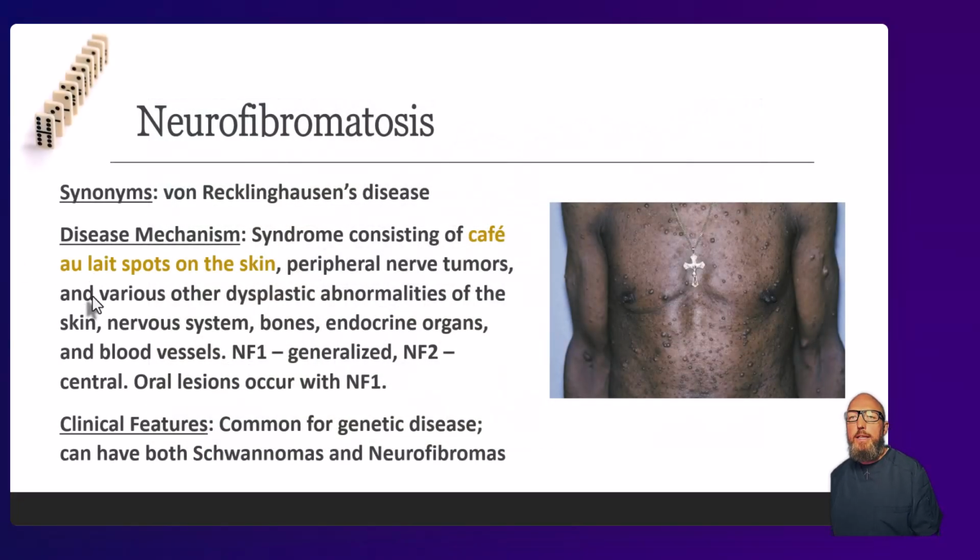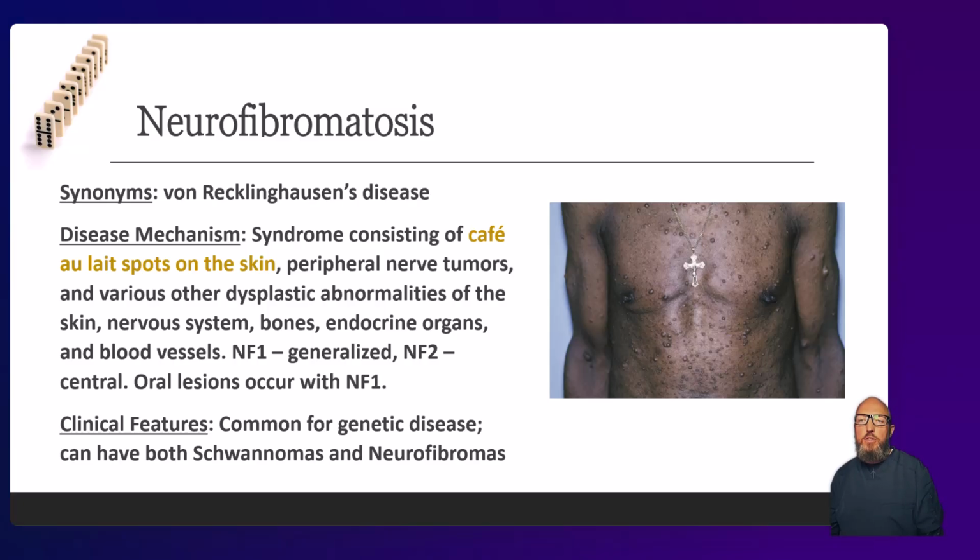All right, and now on to the N of our BCN acronym, neurofibromatosis, also called von Recklinghausen disease. This causes cafe au lait spots, which is not what you see here in this image. Those are smooth, pigmented, but unraised lesions on the skin. But what we're seeing here is peripheral nerve tumors. These patients can have multiple of these, like you see here. Various other dysplastic abnormalities. Neurofibromatosis 1 is the generalized form. It's the one with oral lesions.